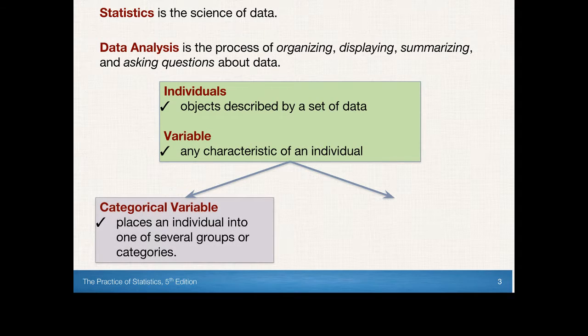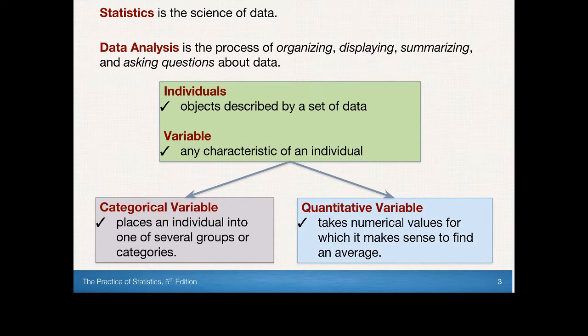First is the categorical variable. This places an individual into one of several groups or categories. So this is not something you're going to necessarily measure, but it is just going to be put in a category. On the other hand, there's quantitative, and these are numerical values for which it makes sense to find, and which makes sense to take, the average. We're going to be doing lots of averaging as we go, as you'll see.